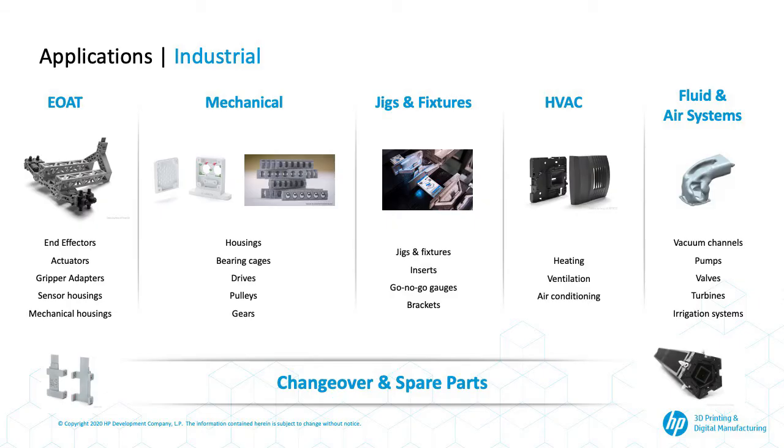Another part that we see within the industrial ecosystem is, of course, changeover and spare parts. A lot of our customers are leveraging 3D printing to be able to respond to requests for spare parts much faster compared to injection molding or CNC machining. This process, of course, increases customer satisfaction when you're able to deliver those parts in hours or days, depending on their location, compared to weeks or months, which is what we see a lot today in the manufacturing space.